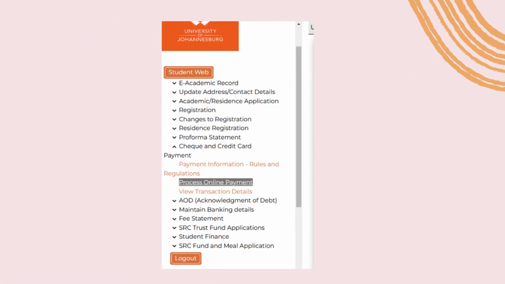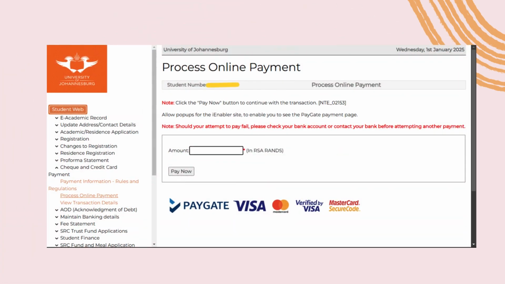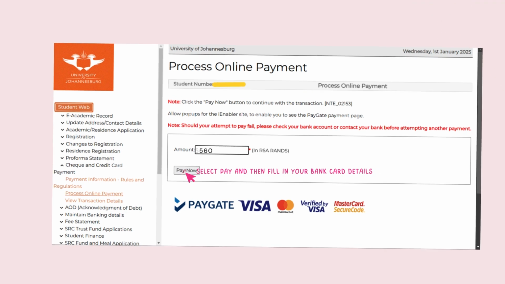Once there, you click check and credit card payment to show more options. Then you select online payment. You will then be prompted to enter the amount you wish to pay. And here you just enter the numbers. So let's say you're paying 5,560 Rand. You just enter 5560. You do not need to put the Rand sign there.